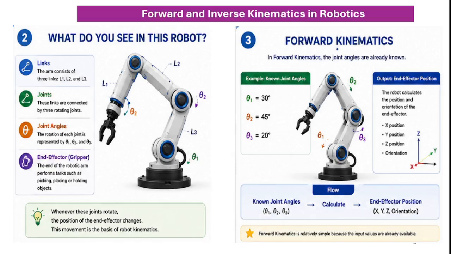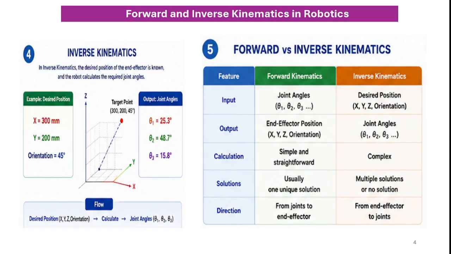Simply remember this flow: known joint angles. If we know the joint angles, then forward kinematics calculates the end effector position, that is x, y, z, and orientation. When compared to inverse kinematics, forward kinematics is relatively simple because the input values are already available.